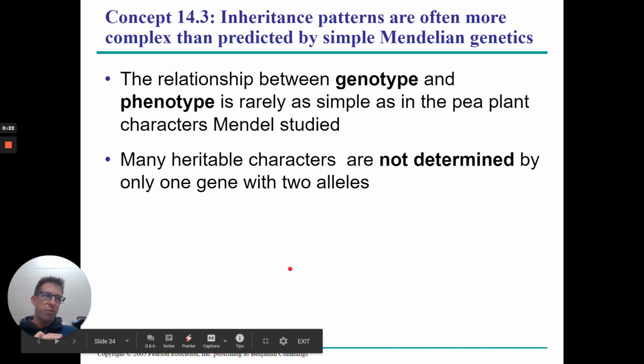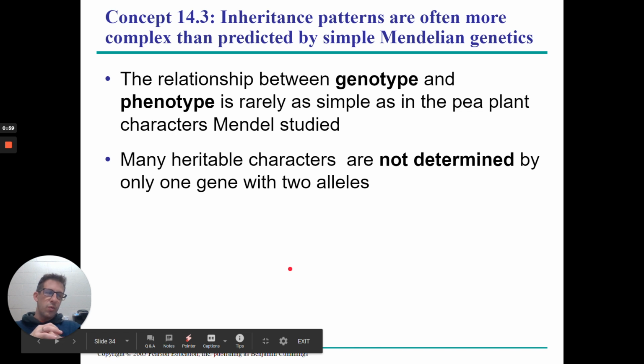Now, Mendel, I believe, probably got pretty lucky in not only what he decided that he was going to use to do his genetics experiments, but how clean his data turned out to be. And not only that, but the manner in which the traits were inherited in the pea plants was just super clean. Okay? So rarely, as that statement in front of you says, rarely does the relationship between genotype and phenotype work out as simply as what happened in his experiments.